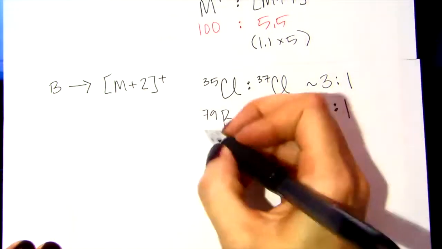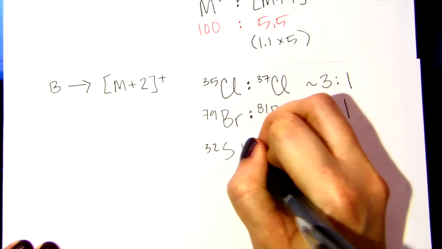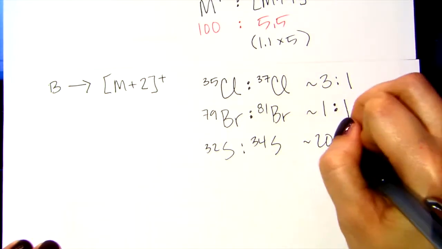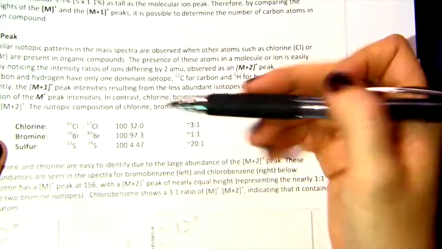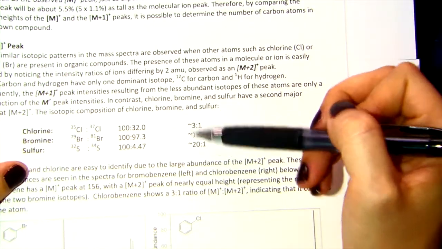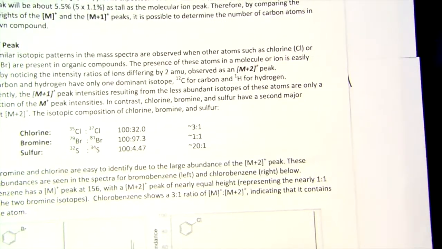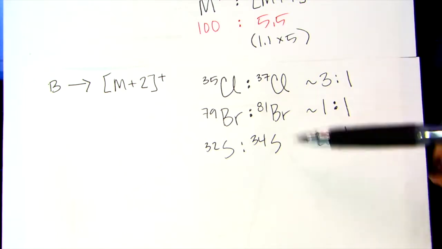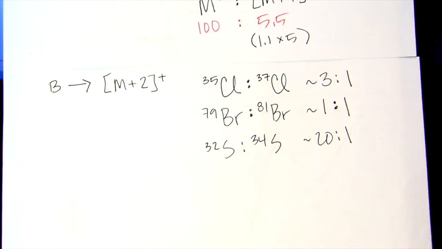Okay, sulfur also has an M+2. It's not as obvious as the other two because it's a smaller ratio, roughly 20-to-1. So again, the exact numbers are on your worksheet, but it looks roughly like this. And if you see that kind of pattern, that usually tells you you have one of these elements in your structure, right? Because if you don't have one of these, you're not going to see anything at M+2. There's just going to be nothing there.